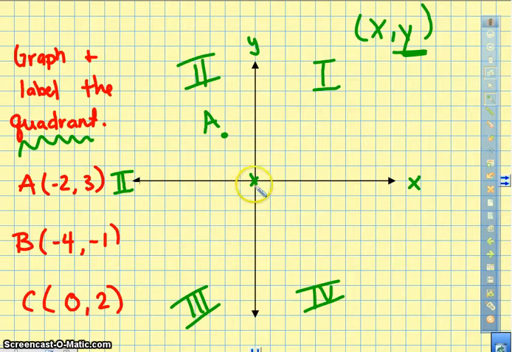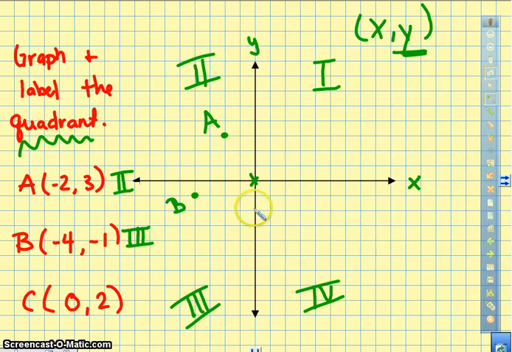So once again, starting at the origin for point B, I'm going to go over -4 on the x-axis, 1, 2, 3, and 4. And then it's -1 on the y, which means I'm going up or down. Since it's negative, I go down 1, and that is point B.